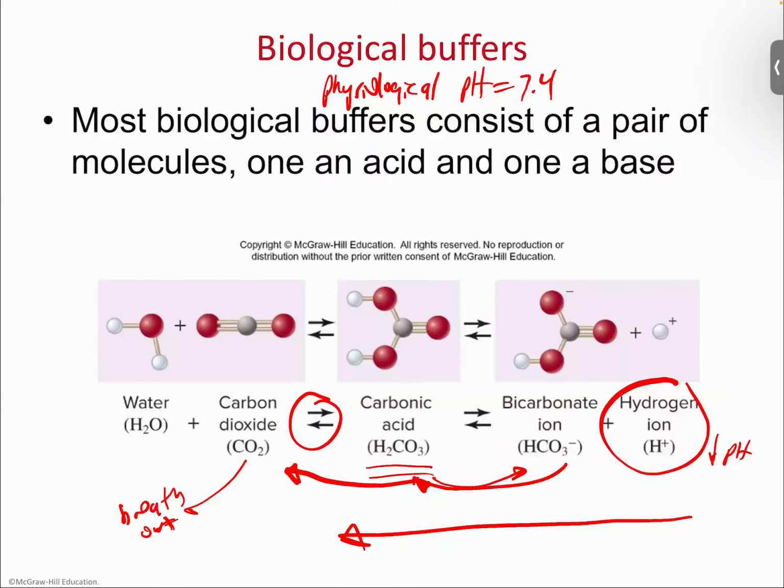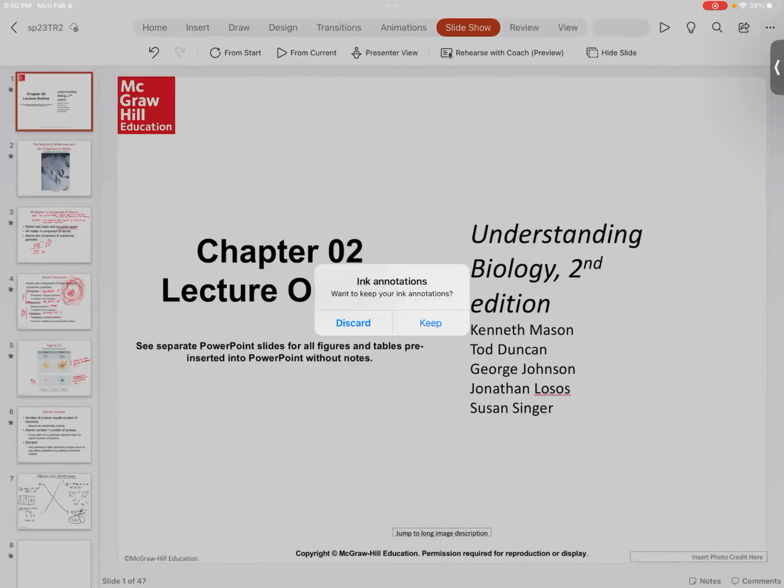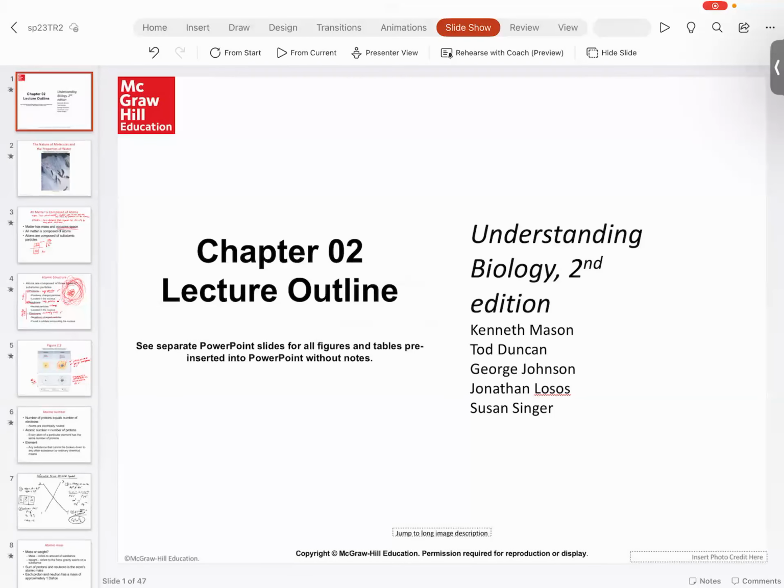So that's our buffer system. There's actually other buffer systems, but that's our major one. So that's actually a good place to start. We'll start off with chapter 3 next time.